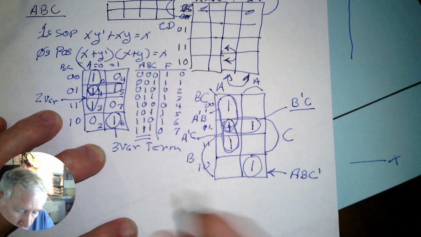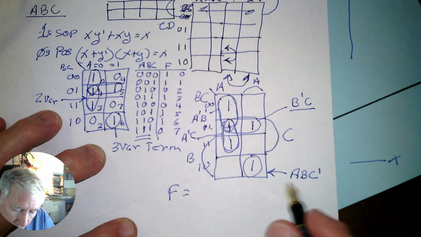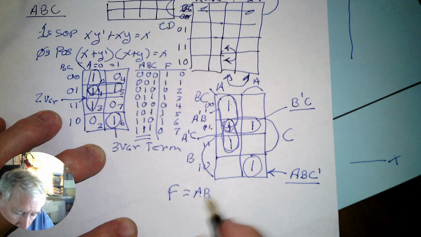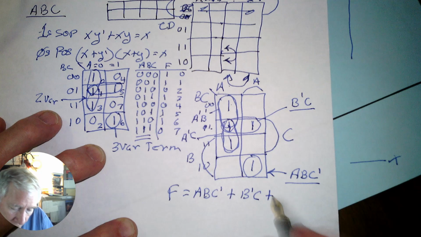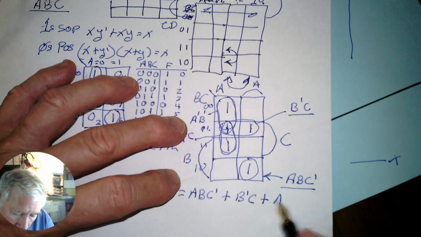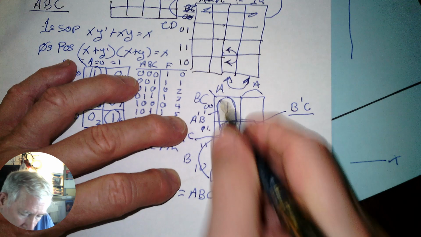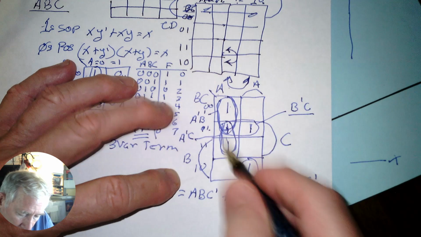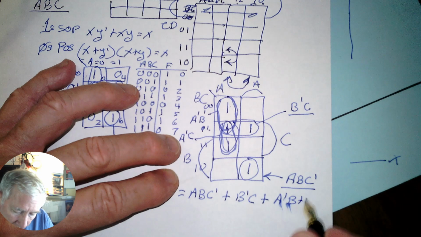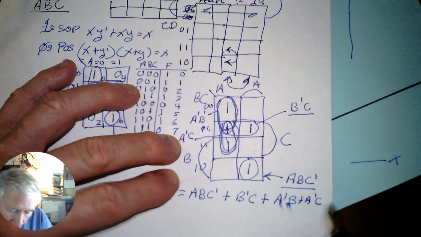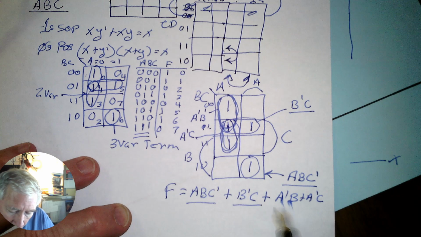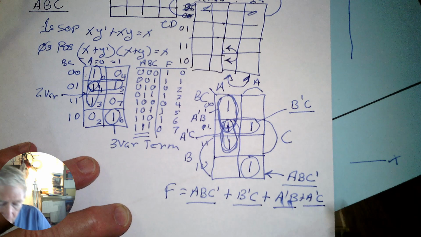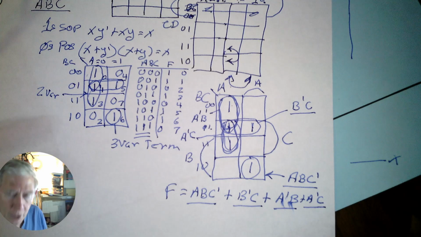So my final solution is F equals my 3 variable term, A, B, C prime, plus B prime C, plus A prime, B prime, this group of 2 here, and finally this group of 2 here, which is plus A prime C. So A, B, C prime, a 3 variable term, and then 3 2 variable terms, B prime C, A prime B prime, and A prime C. And this cannot be simplified any further.